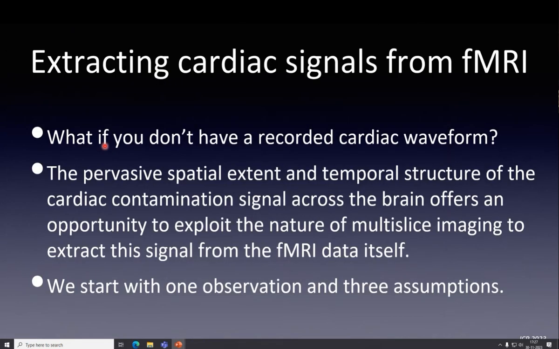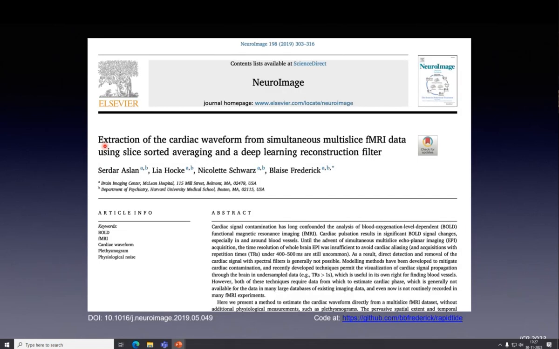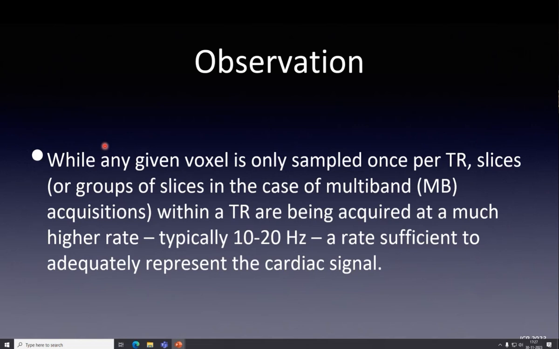Anyway, if you don't have a recorded waveform, the point of the second part of HAPI was to pull it out of the data. And the fact that, again, like with rapid type, if this is a pervasive signal, it's everywhere, you've got to be able to find it, right? It's just lurking there, waiting for you. So we made one observation and 3 assumptions. The first observation is that while any given voxel is only sampled once per TR, you're sampling something at an adequate rate to catch the cardiac frequency. So you're typically running at 10 to 20 hertz. That should be fine. Okay, great.